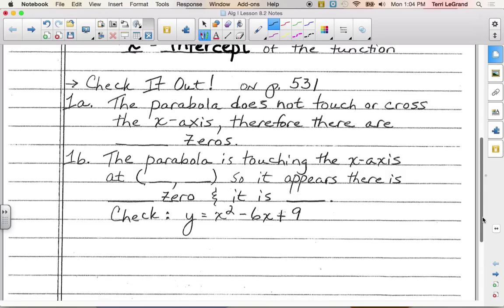So let's go to page 531 in your books. If you're not there yet, let's get there. And we're going to do the check it out problem, little 1a.